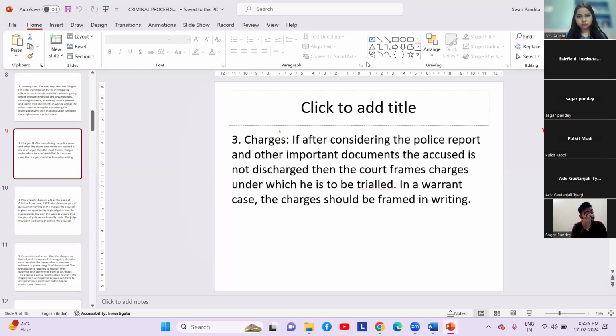Statement of the accused under Section 313 of the CrPC. It gives an opportunity to the accused where he can explain that either he will admit all the facts, or he can place his facts, he can come up with his version, he can give his statement, he can say that this is not what actually this person is saying.